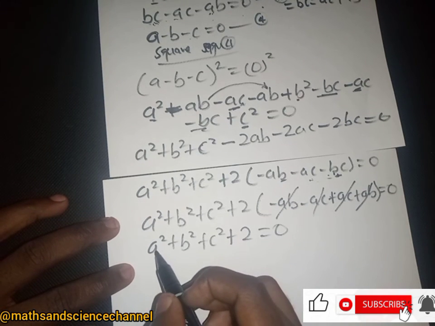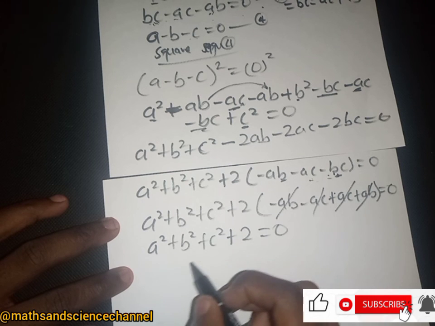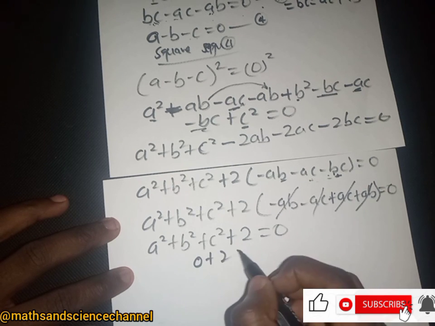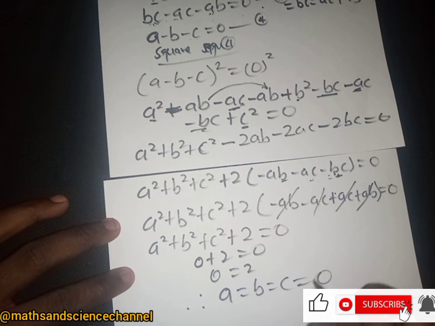So from here we have a squared, b squared, and c squared all going to 0. So we have 0 being equal to that, and that's equal to 2. So basically we have a equal to b equal to c all being equal to 0.